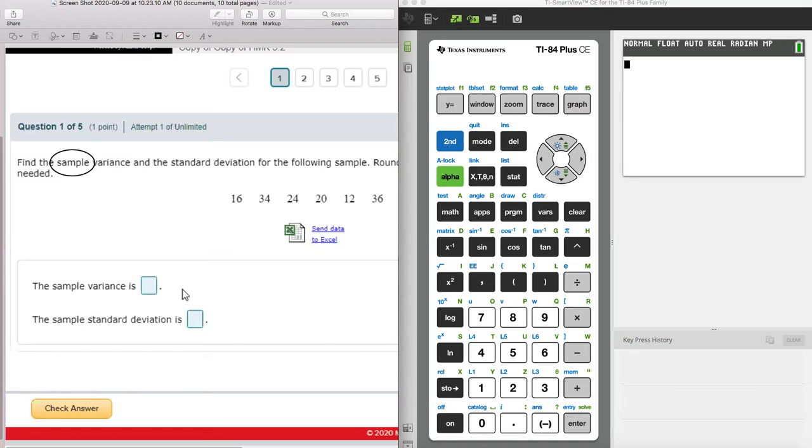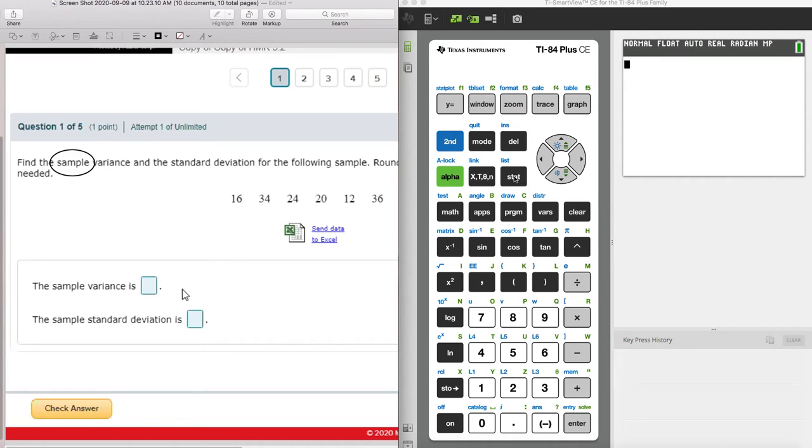So the process for finding the sample variance and standard deviation and the population variance and standard deviation, you're going to go through all the same steps. It's just picking a different number out of that output in the end. So with both of them, it's actually all the same steps you did if you use the calculator to find the mean and the median.